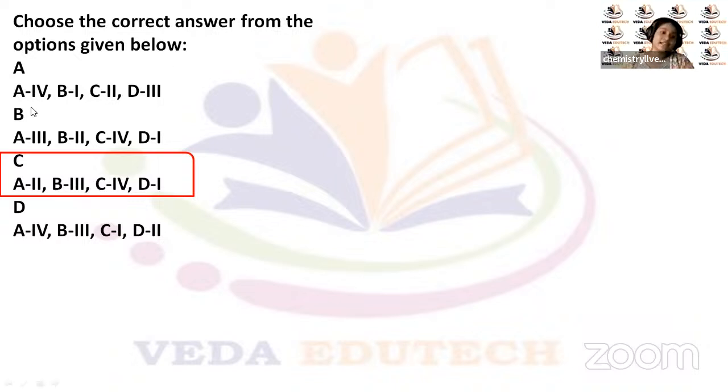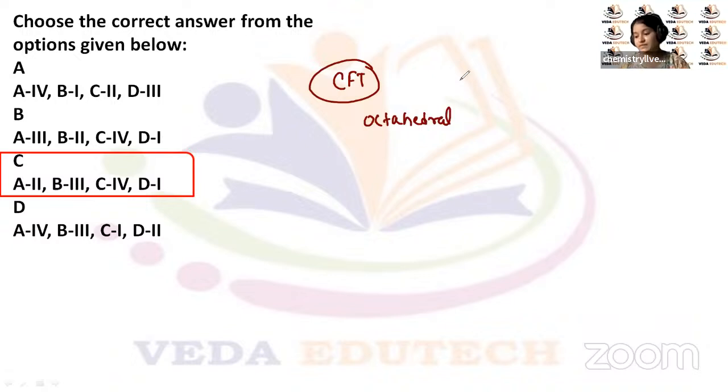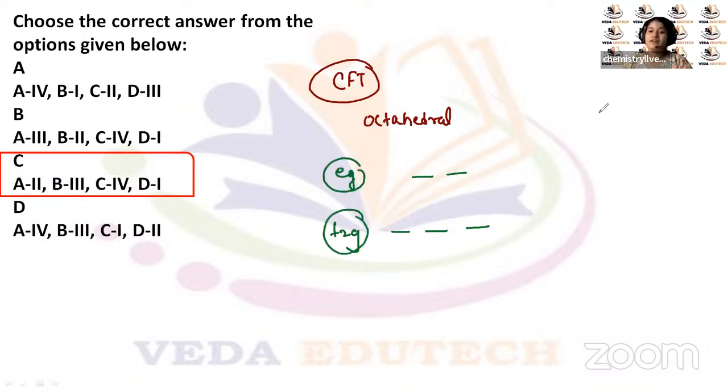Now, what did we understand from here? That this is about your crystal field theory. Crystal field theory for octahedral complexes. If we are talking about octahedral complexes, you have t2g here and eg here. For tetrahedral, first we'll talk about.